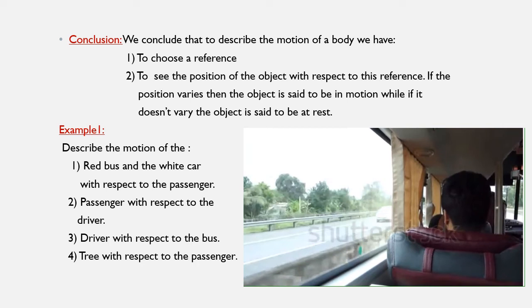So how can we answer? The answer of part 1 will be: the red bus and the white car are in motion with respect to the passenger. In part 2, the answer will be: the passenger is at rest with respect to the driver. Part 3, the driver is at rest with respect to the bus. Part 4, the tree is in motion with respect to the passenger.